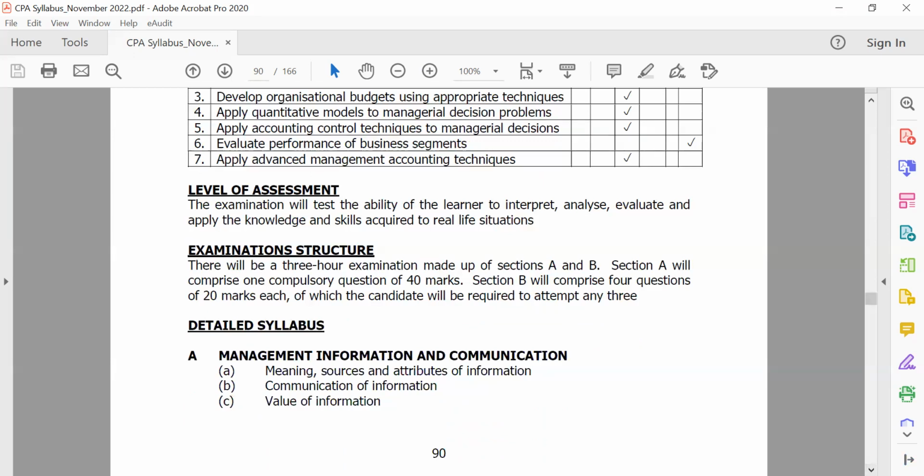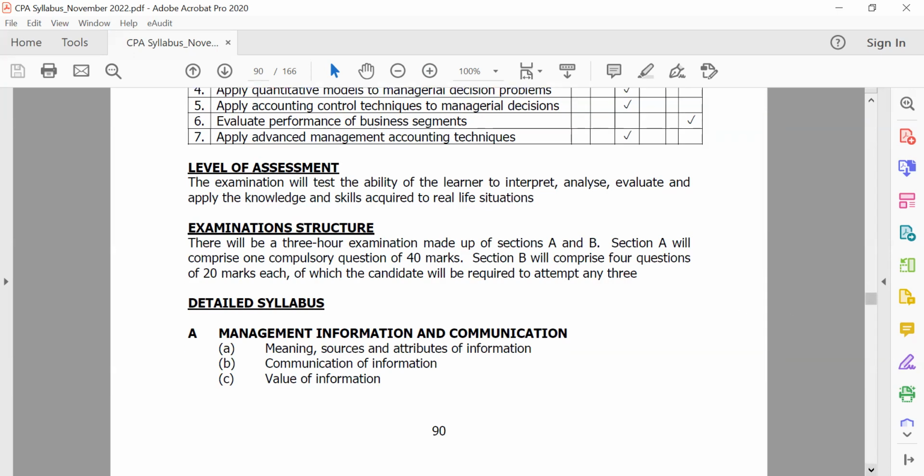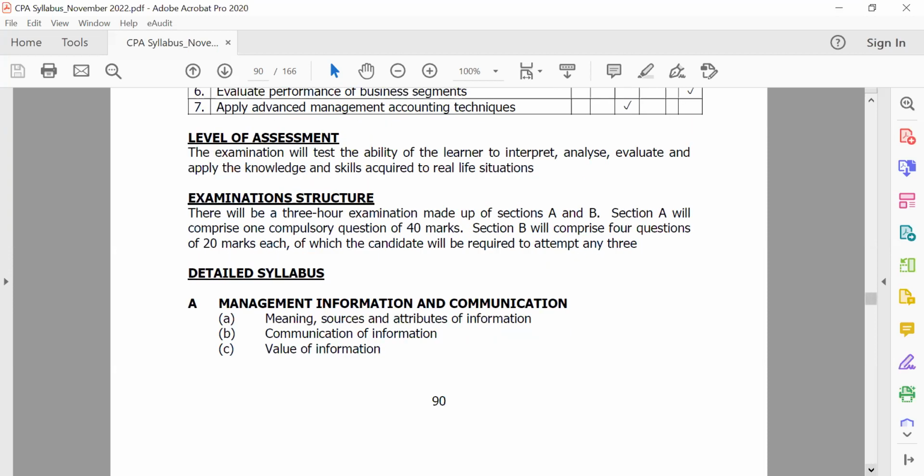So this paper has a very detailed syllabus, and as you will get to learn how different topics are broken down. I usually advise CPA students that every time you are studying a paper like this one, ensure that whenever you're studying a given topic, you're cross-referencing whatever you're studying with what is on the syllabus. As you can see, the syllabus is well structured, and it has the various topics. It usually starts with management information and communication.